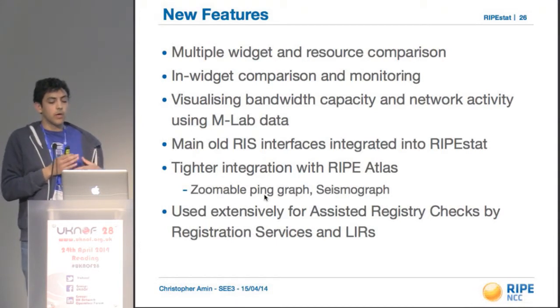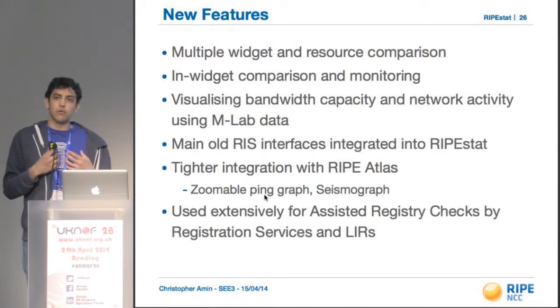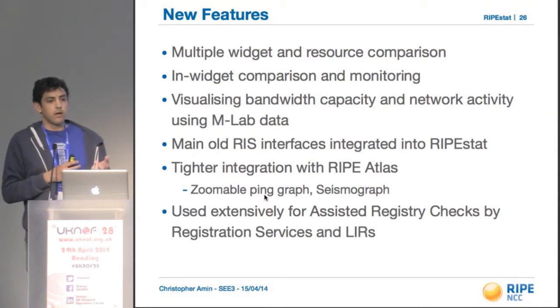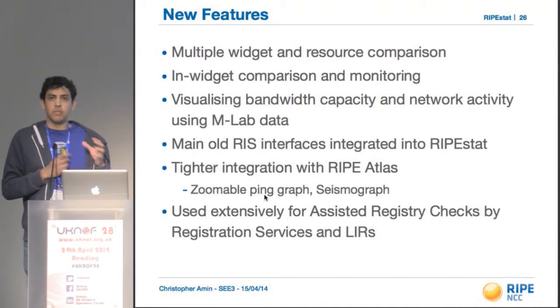And there's an ongoing integration with RIPE Atlas. Yeah, trying to make sure that we're using RIPEstat front-end technologies on Atlas and using RIPE Atlas more and more as a back-end in RIPEstat. RIPEstat is also used as a tool by the RIPE NCC for assisted registry checks. So we're kind of eating our own dog food with it and trying to make sure that we can use that to see whether a particular resource is in use and that what actually is in the BGP state matches what's in the registry and so on.